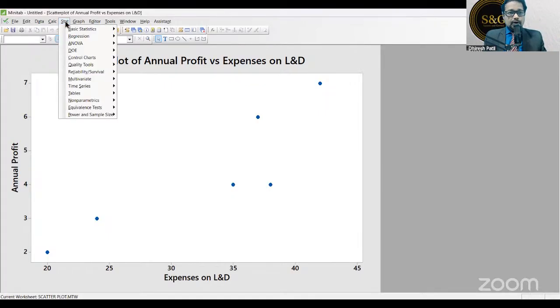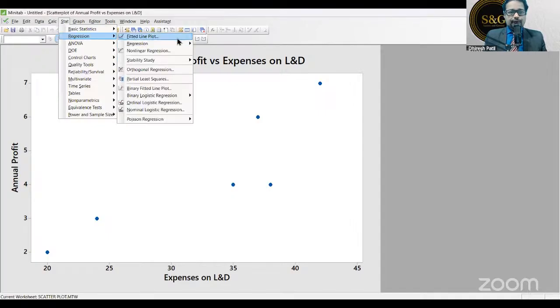Okay. Go to Stat, Regression, Fitted Line Plot. Now to do the regression, this is what we need to do. Stat, Regression, Fitted Line Plot. Just click on that. Yes, you got the R square value as well. Very nice. Super. Stat, Regression, Fitted Line Plot.